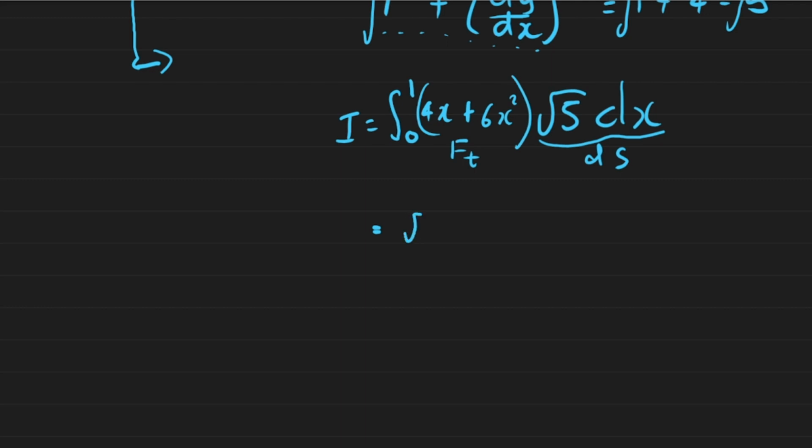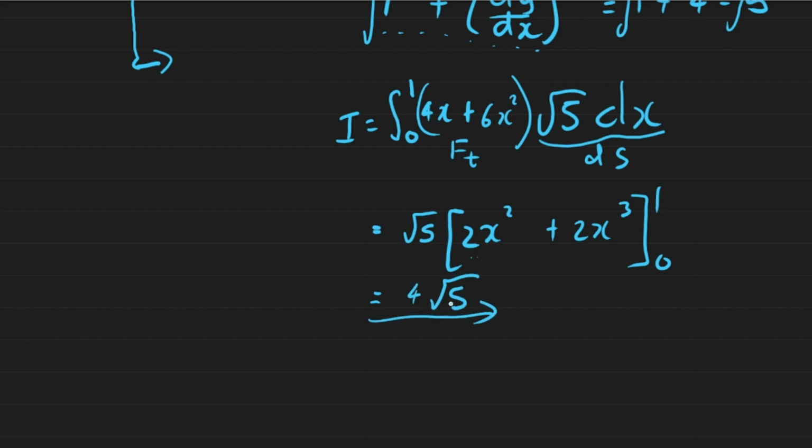This root 5 is just a constant, so we can bring it to the front. The integral of x is x squared over 2, so we need to multiply by something to get 4, and that's going to be 2. The integral of x squared is x cubed over 3, so 3 times something needs to give us 6, and that number is 2. We're integrating this between 0 and 1, so substituting 1 in just gives the number in front of the x. So 2 plus 2 is 4, and 4 times root 5 is just 4 root 5.